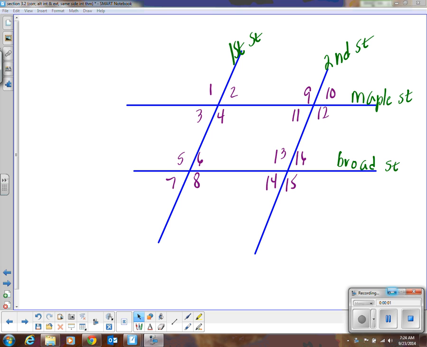can go and where we can't. So what we have is we have Broad Street and we have Maple Street. We have 2nd Street and we have 1st Street.